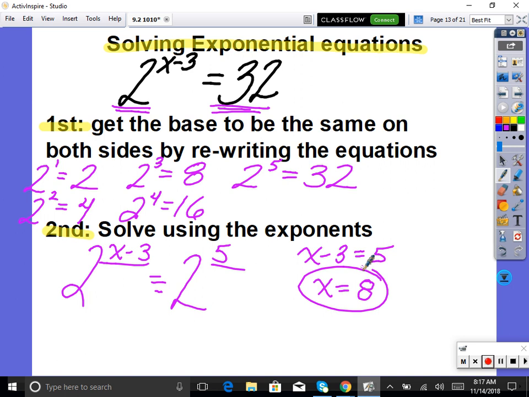Now if you go up here, plugging in 8, 8 minus 3 is 5, 2 to the 5th is 32. You see how you can check your answer? Easy, right? Get them as the same base, solve with the exponents.